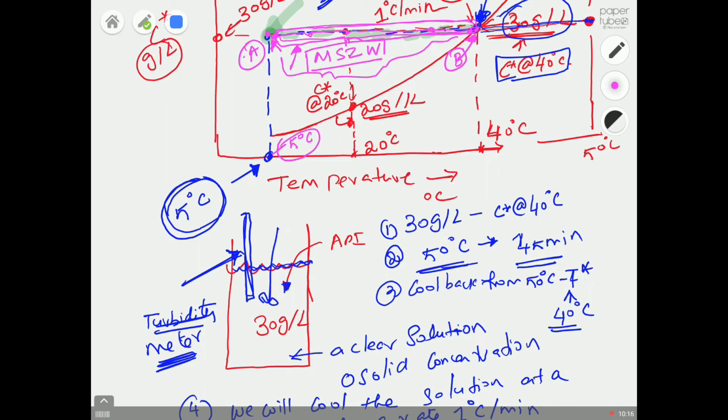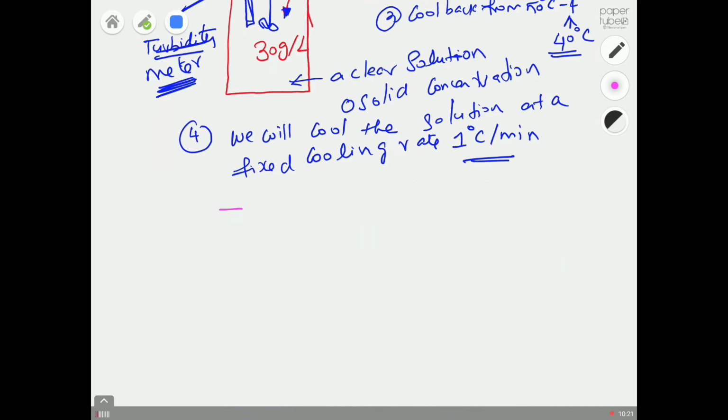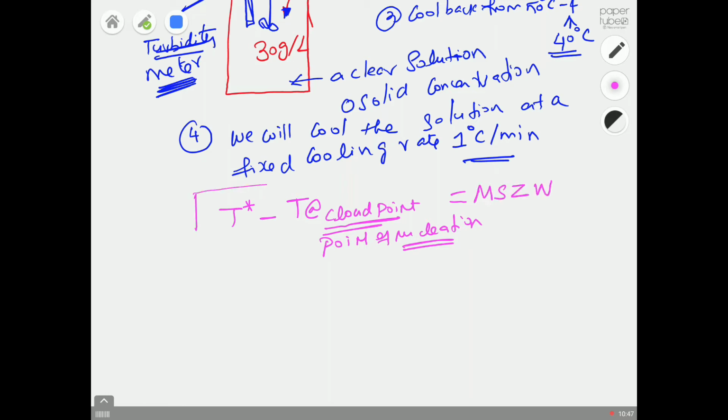So this temperature difference, the saturation temperature minus the temperature at which your solution becomes cloudy, many people call this the cloud point, or a few people call it the point of nucleation. I will explain what nucleation is very soon. So this difference is called the metastable zone width. Metastable zone width is extremely important.